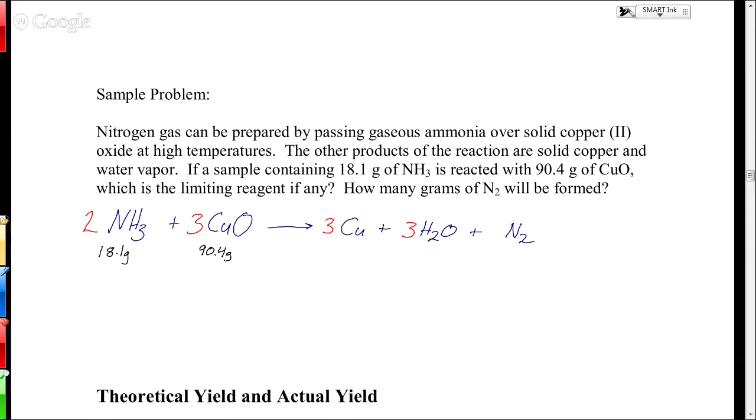Copper 2 oxide. How'd you find that? I converted them both to moles. Okay, so convert them both to moles. What do you get if you convert these to moles? I got 1.06. Okay. Oh, 1.06? Oh, yeah, that makes more sense. Okay, and then 1.14 moles of copper oxide.